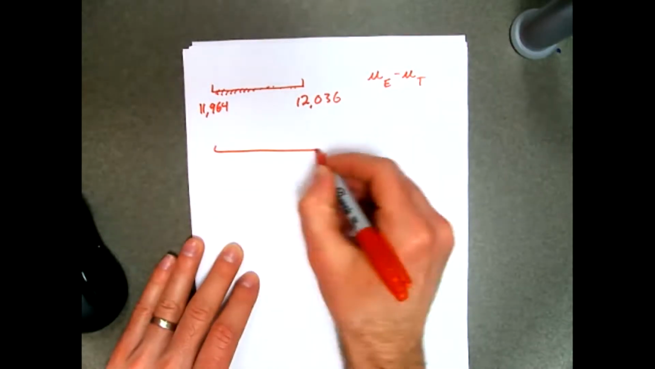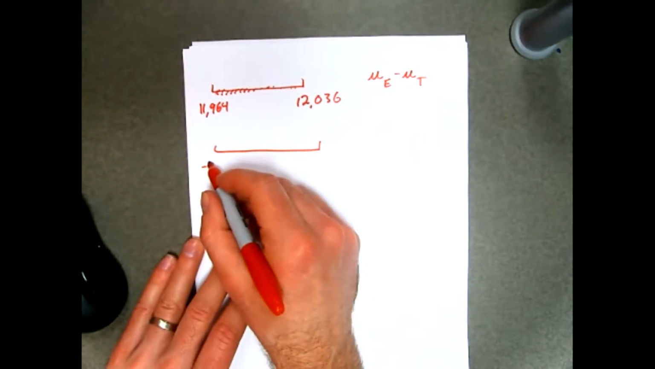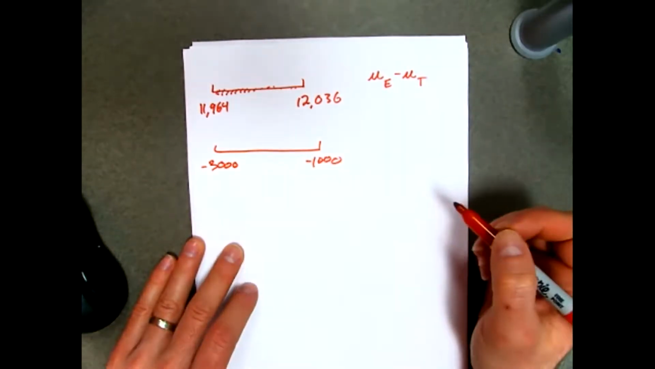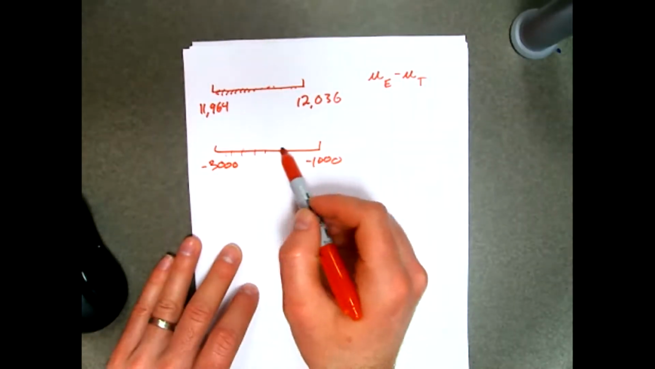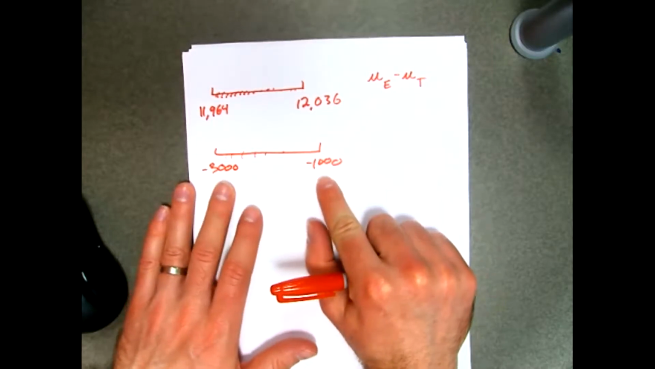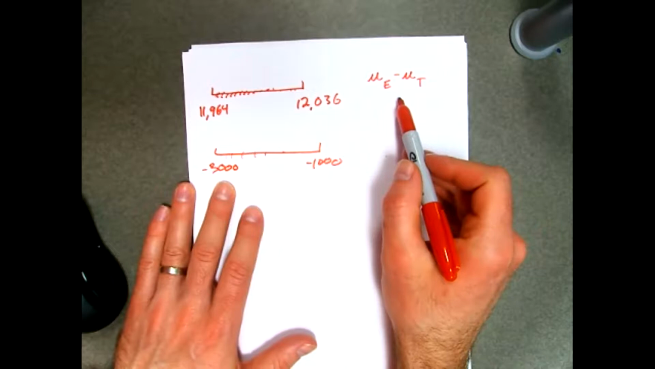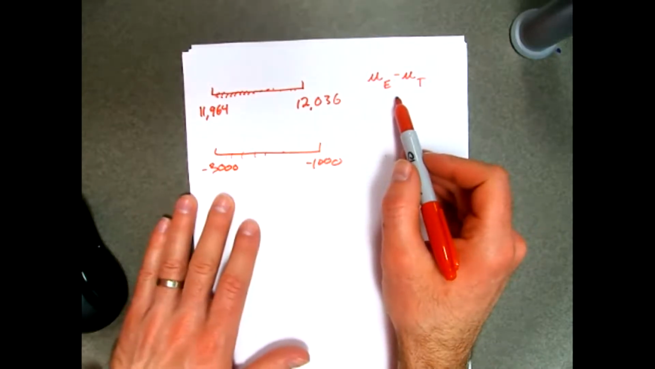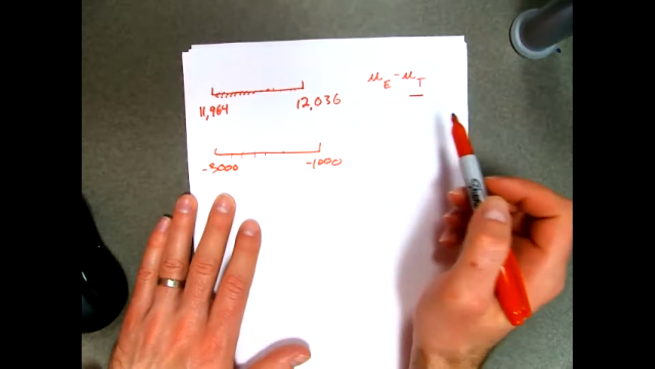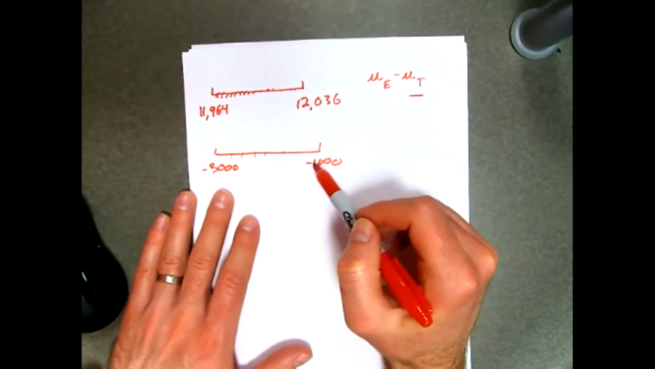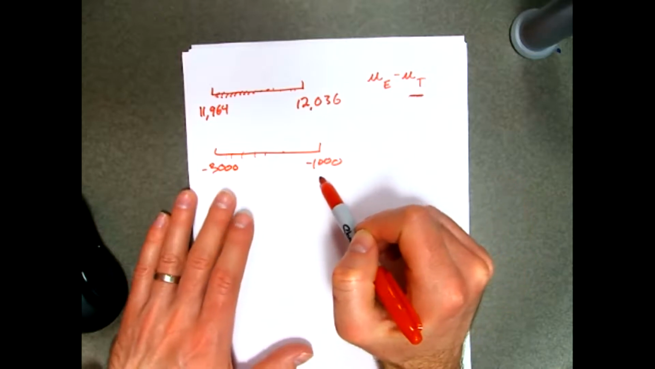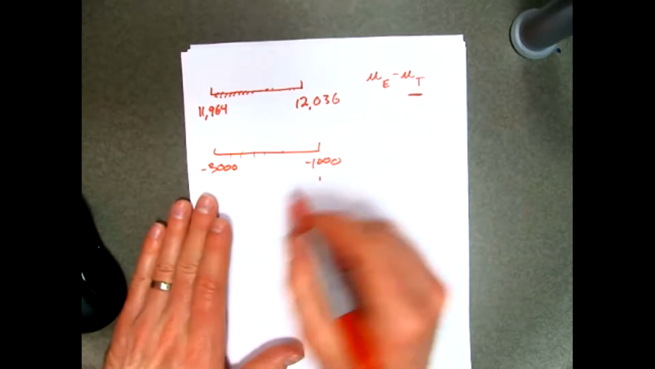If I only had negative values, let's say it was like negative, I don't know, 3,000 to negative 1,000. Well, then what could I say? Well, now with 95% confidence, if this is my confidence interval, what could I say here? If it only includes negative values, it would have to be that theater majors make more. So with 95% confidence, I could say theater majors make more if my confidence interval only included negative values.